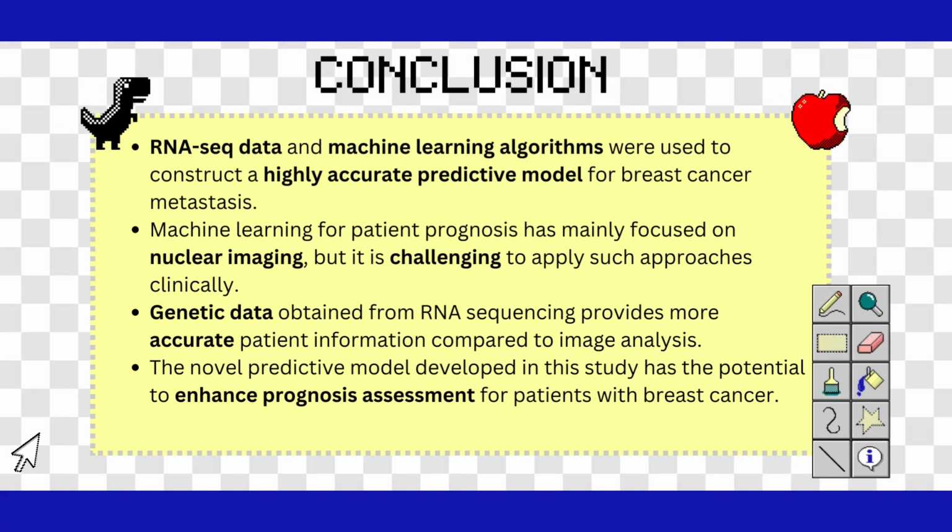In conclusion, we have discussed the development of a highly accurate predictive model for breast cancer metastasis using RNA sequence data and different machine learning algorithms. We also mentioned that machine learning focused on nuclear imaging still remains challenging. However, if we use genetic data from RNA sequencing, it will offer more precise patient information than image analysis. It is also proof that this model has the potential to significantly enhance prognosis assessment for breast cancer patients.